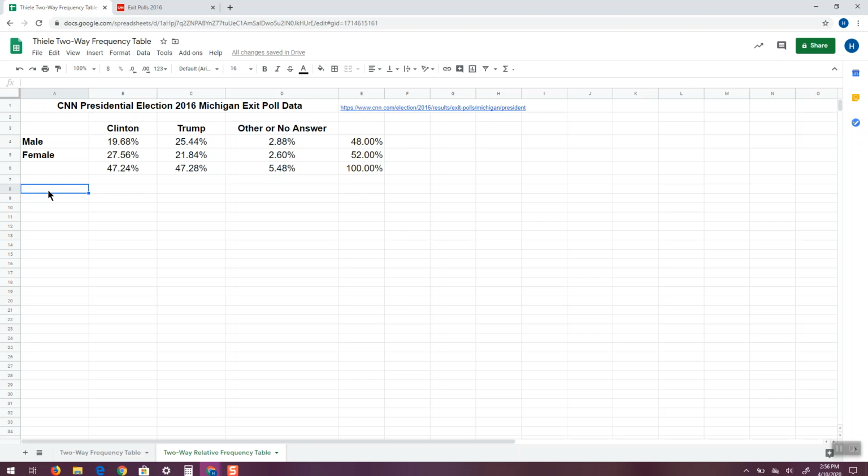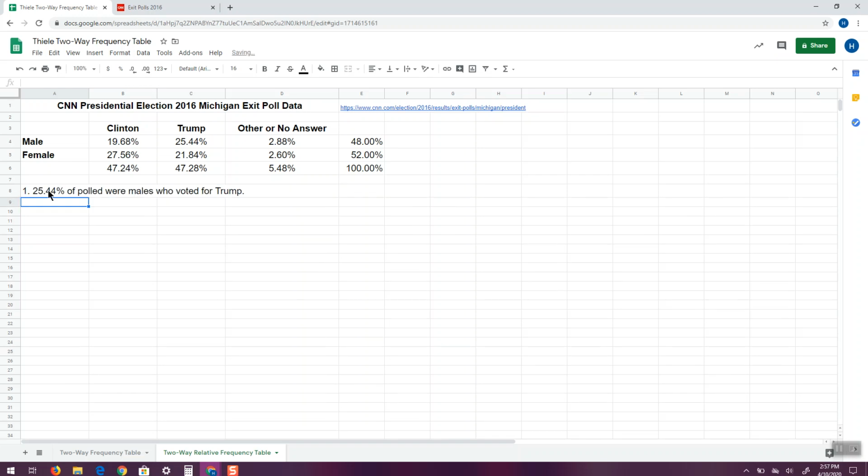So let's think about a simple statement we could make. Looking at this data, you could look at the raw data in the frequency table or the percentage data in the relative frequency table. I'm just going to look at a simple one. For instance, 25.44% of those polled were males who voted for Clinton. Okay, that's a clean, simple one.